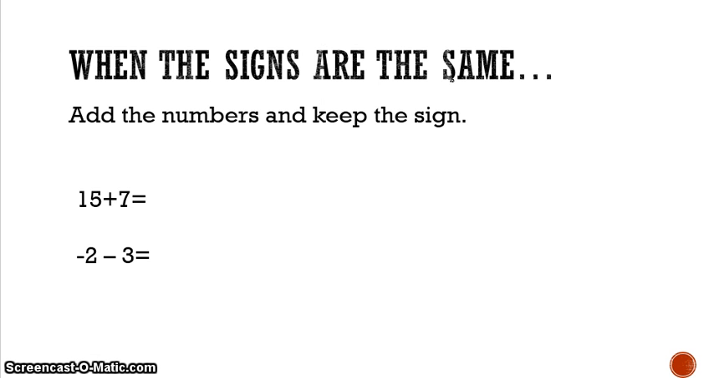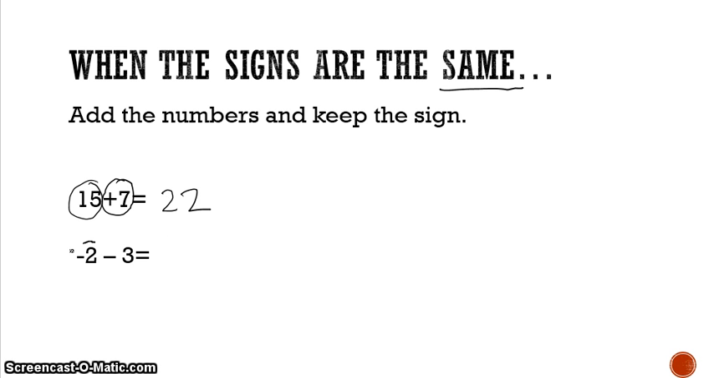One set of rules is when the signs are the same, and the other one is when the signs are different. So when the signs are the same, very easy. You just add the numbers and keep the sign. So here I have a positive 15 and I have a positive 7. Notice how I'm circling the sign that is in front of that number. Positive 15, positive 7. The signs are the same. So I'm just going to add the numbers. 15 plus 7 will give me 22. And I will keep the sign. It's positive, so I don't have to write anything in front of it.